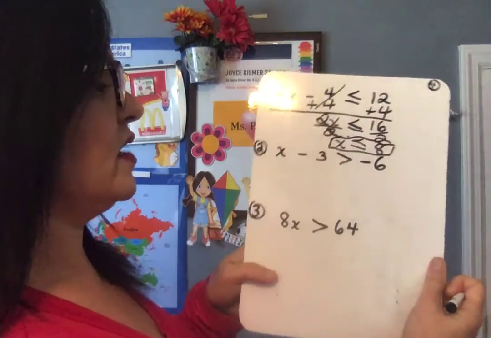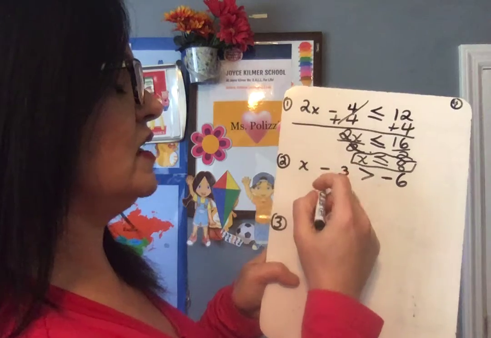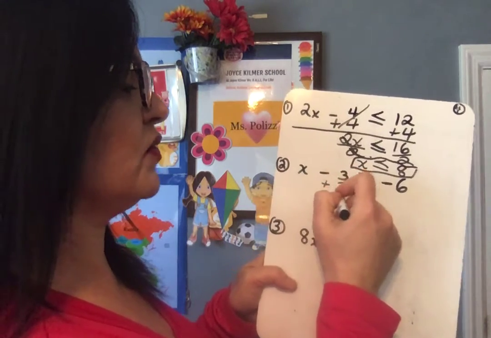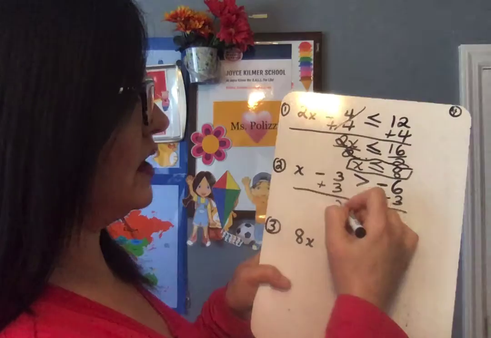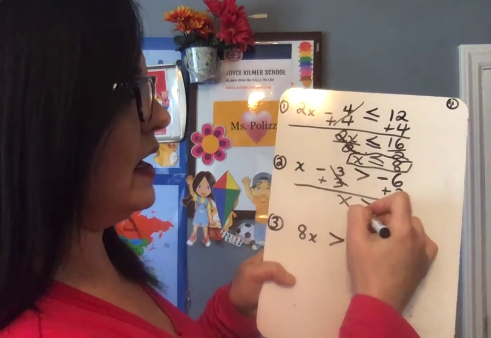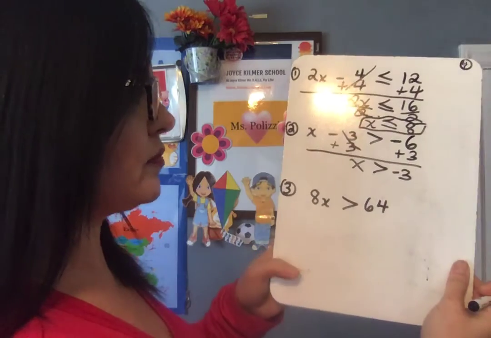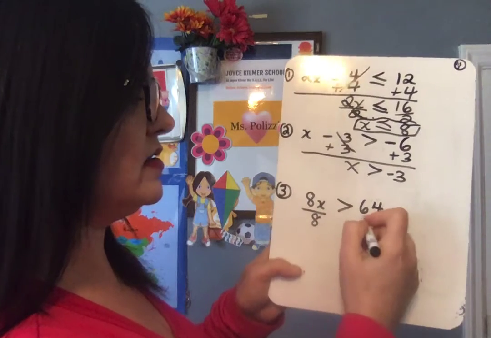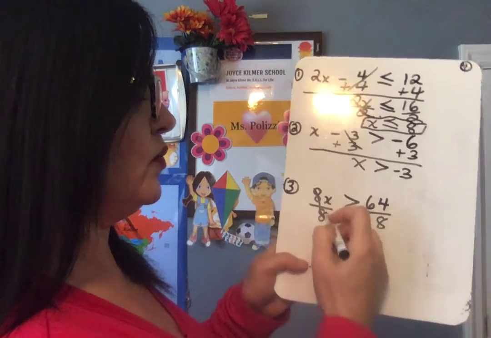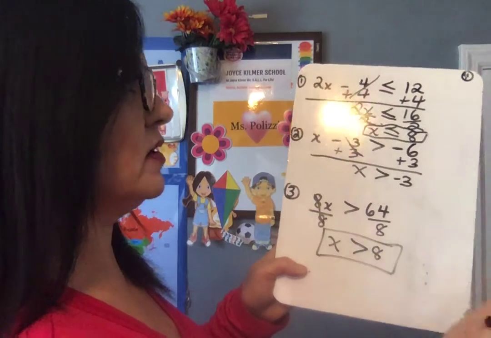The next one, we have x minus 3 is greater than negative 6. We take the inverse and we add 3 to both sides. Bring down your x, cross this out. X is greater than negative 3, and that's our answer. The next one, we want to divide 8 on both sides. Bring down our x. X is greater than 8, and that would be our answer. So try to solve those problems.